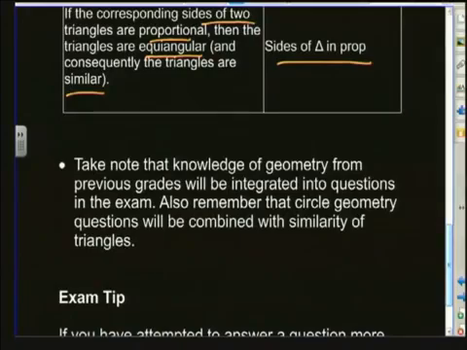Now guys, you need to remember that in geometry, all the theorems you've learned from previous grades can be integrated into your grade 12 question. So you can't just learn this section in isolation. You need to remember all of the previous geometry as it may be integrated into the questions in grade 12. Also, all the circle geometry will also be incorporated when we look at similar triangles, as you will see later on when we do a couple of questions.